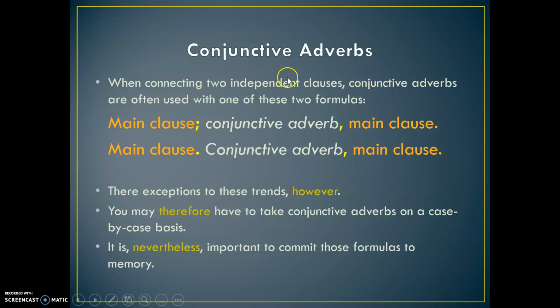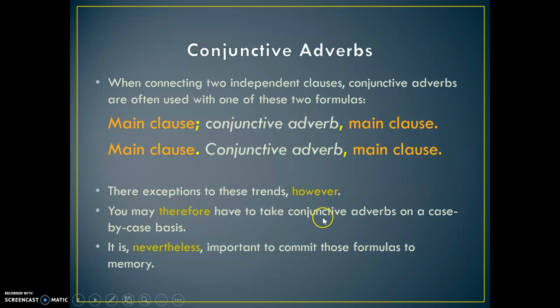So the most common punctuation patterns with conjunctive adverbs are putting the main clause first, a semicolon, then the conjunctive adverb, a comma, and the second main clause, or the main clause followed by a period, then a conjunctive adverb, comma, and a main clause. Notice how that conjunctive adverb is always separated from the main clause by a comma here. There are exceptions to these commas, however. So in this case, we put that transition word at the end of the sentence, but it is still set off by the comma. Make sure that you note that.